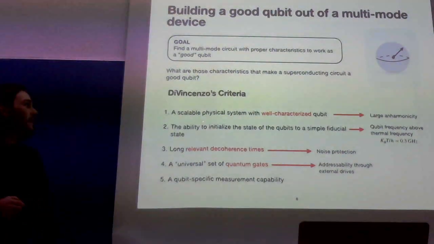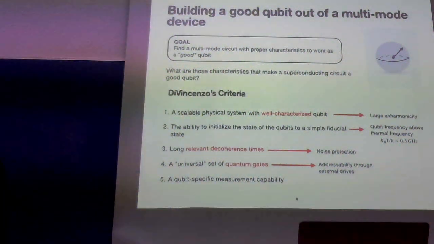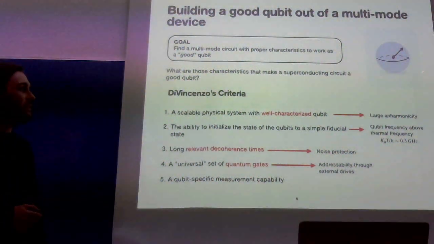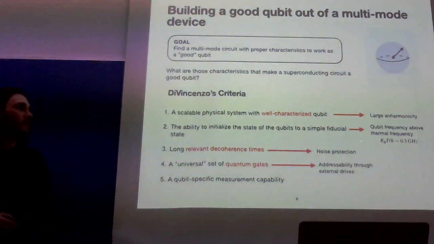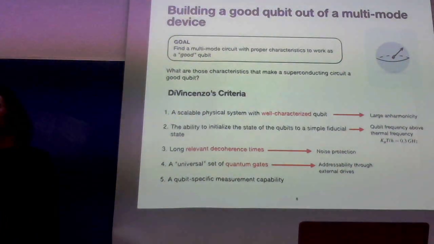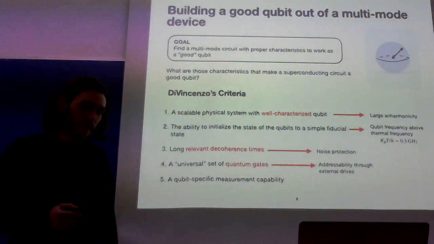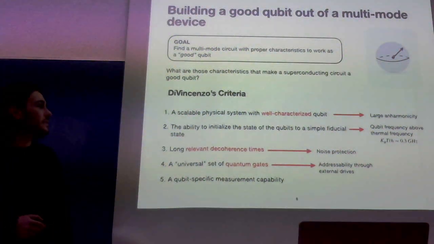Then we also need the ability to initialize the state of the qubit to a simple state. This can be achieved in superconducting circuits by cooling the system. As long as we keep the frequency of our qubit larger than the thermal frequency at the temperature that we are working at, we can make sure that when we cool down the system, it's going to go to the ground state.